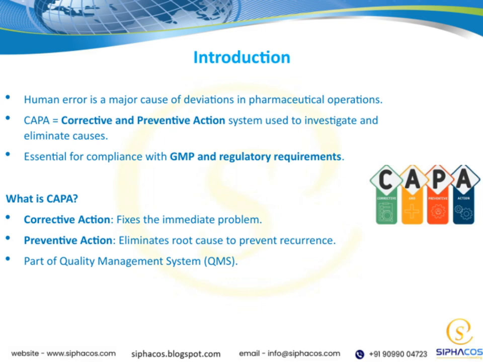Now, what exactly is CAPA? Well, corrective action focuses on fixing the immediate problem, the issue that just occurred. Preventive action, on the other hand, is about digging deeper to identify and eliminate the root cause so the problem doesn't happen again. Think of it as a two-step process. First, stop the problem, then prevent it from recurring. Importantly, CAPA is a core part of our quality management system, or QMS. It ties everything together by ensuring continuous improvement and compliance across our operations. So, in summary, CAPA helps us not only solve problems, but also strengthen our processes to prevent future issues.